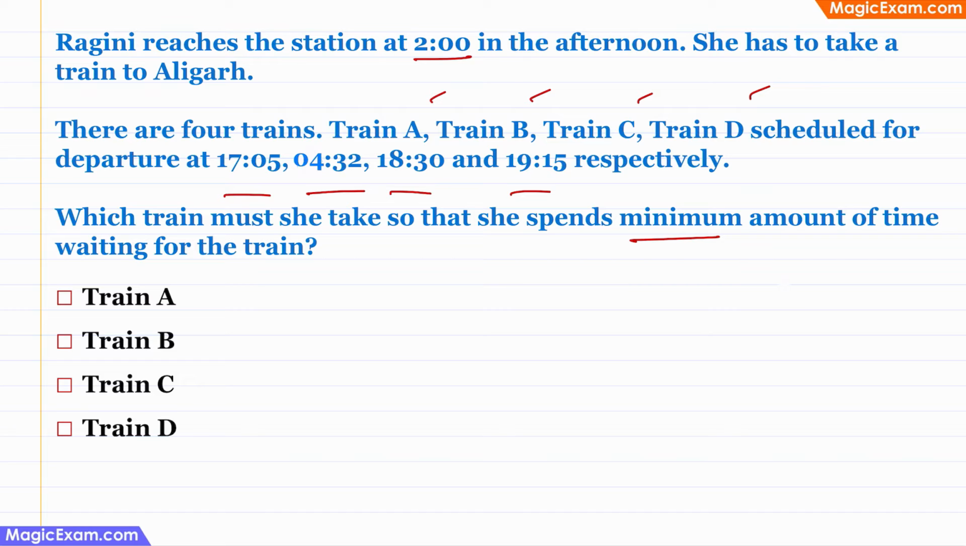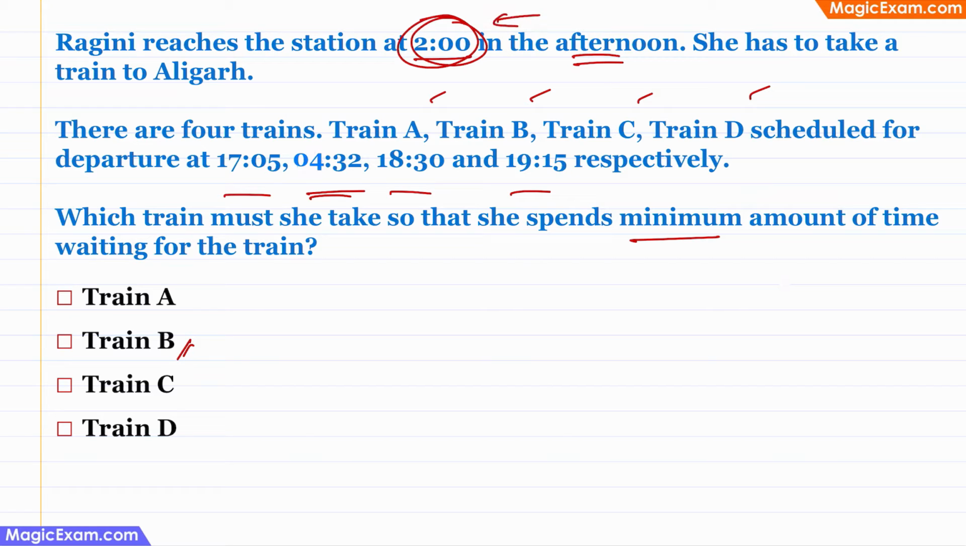Now, if you are not paying attention, the mistake that many students have done here or will do is that they look at this 2 and they think that okay, this train is leaving at 4:32, so which means that this train is leaving 2.5 hours after Ragini has reached the station, therefore this should be the answer, and they select option B. But this is not the correct answer, because if you pay attention, you'll see that Ragini is reaching the station at 2 in the afternoon.